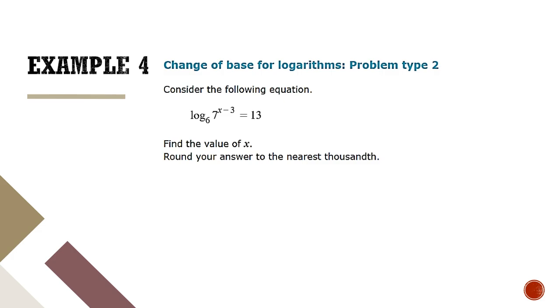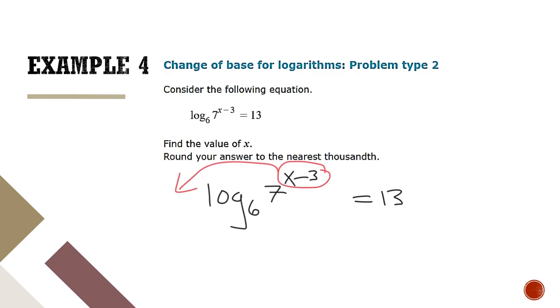So as our last thing, we're going to be using that change of base formula and some of the other properties to solve an equation. So if I have the log base 6 of 7 to the x minus 3 power, and that is equal to 13, I can first take this and bring it down in front. So now I have x minus 3, in parentheses, times the log base 6 of 7, which is still equal to 13.